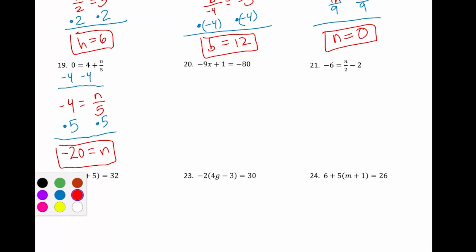Number 20, we'll start by subtracting 1 from both sides, using that subtraction property of equality. Negative 9x now equals negative 81. That'll divide nicely. We want to divide both sides by negative 9 to get our final answer here. X equals positive 9. A negative divided by a negative is always going to be positive.